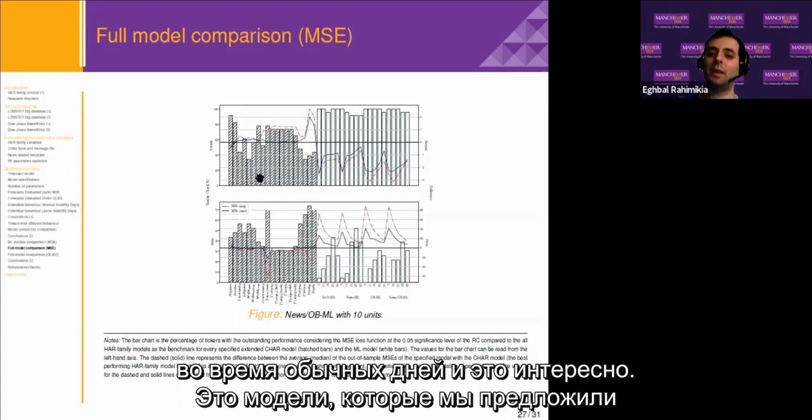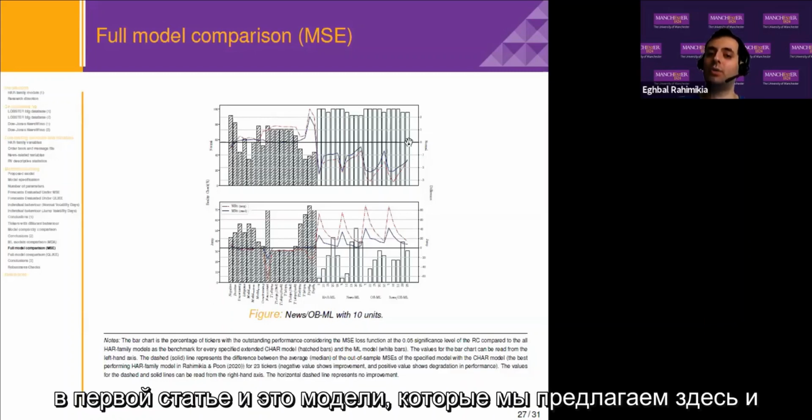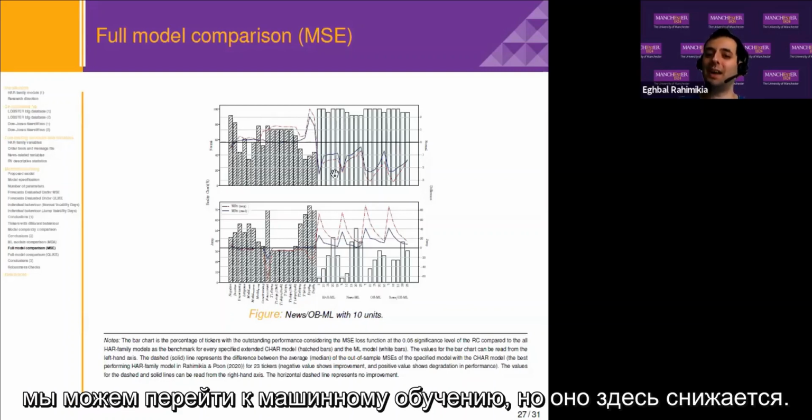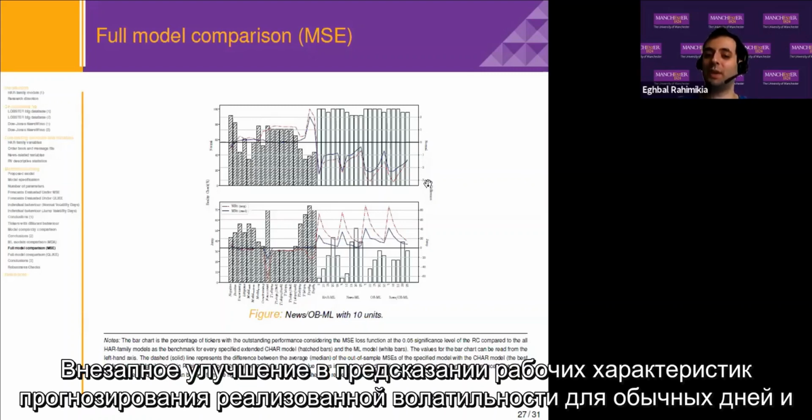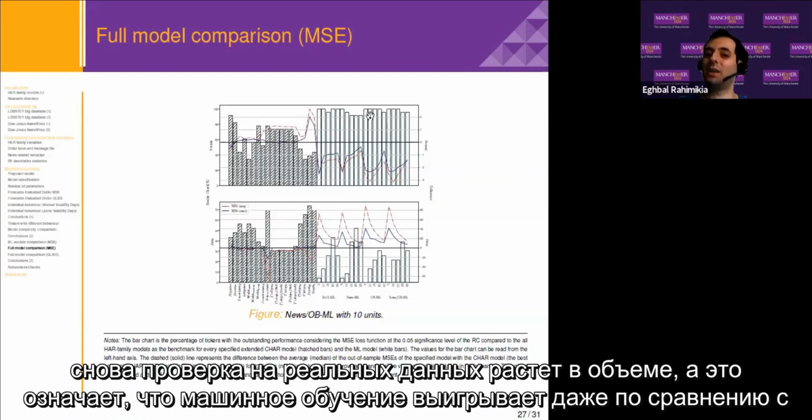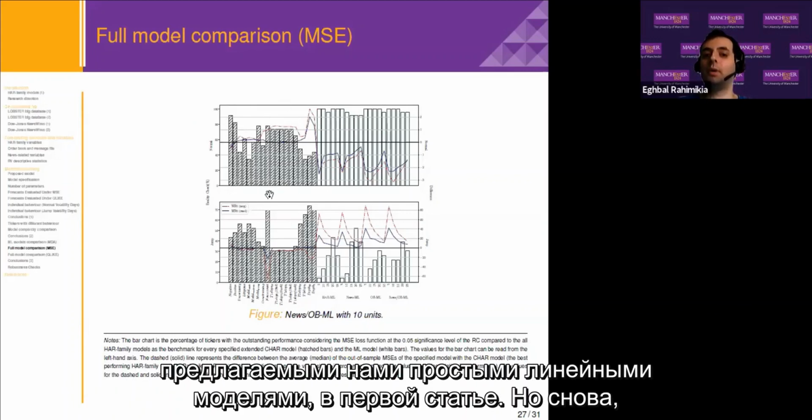These are the models we proposed in the first paper, and these are the models we are proposing here. And we can see when we move to machine learning, it's going down. We have a drop here. It means that we have a sudden improvement in forecasting performance of realized volatility for normal days. And again, the reality check is going up. So it means that machine learning can beat even our proposed models, those simple linear models in the first paper.